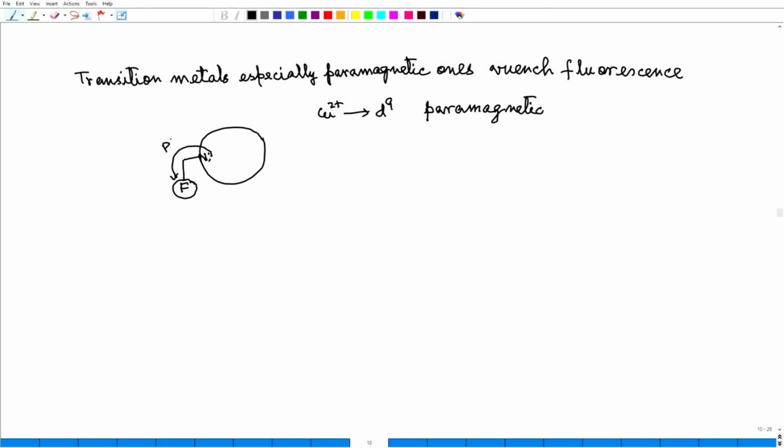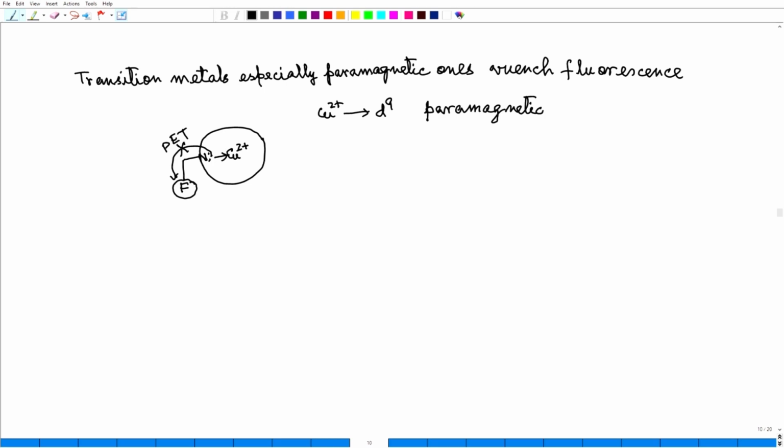So, PET is on. PET is on means fluorophore is gone. But suppose I put copper, it likes copper, then what will happen? It will be engaged, this lone pair will be engaged to copper. So, PET will be gone, PET will not be possible.